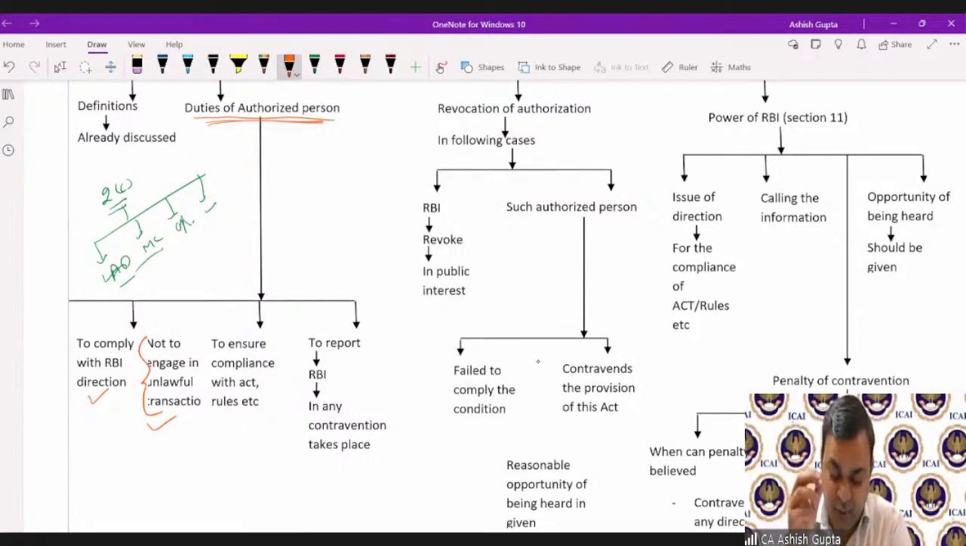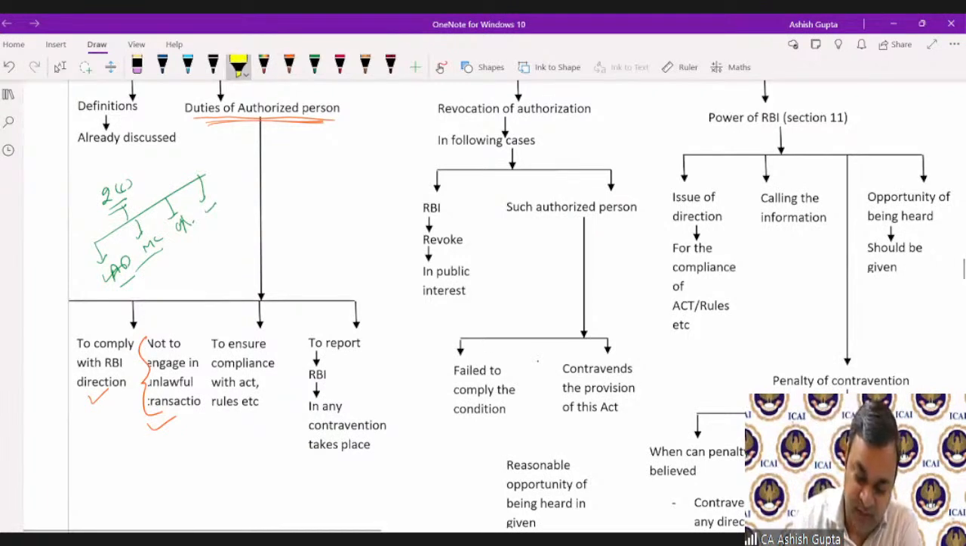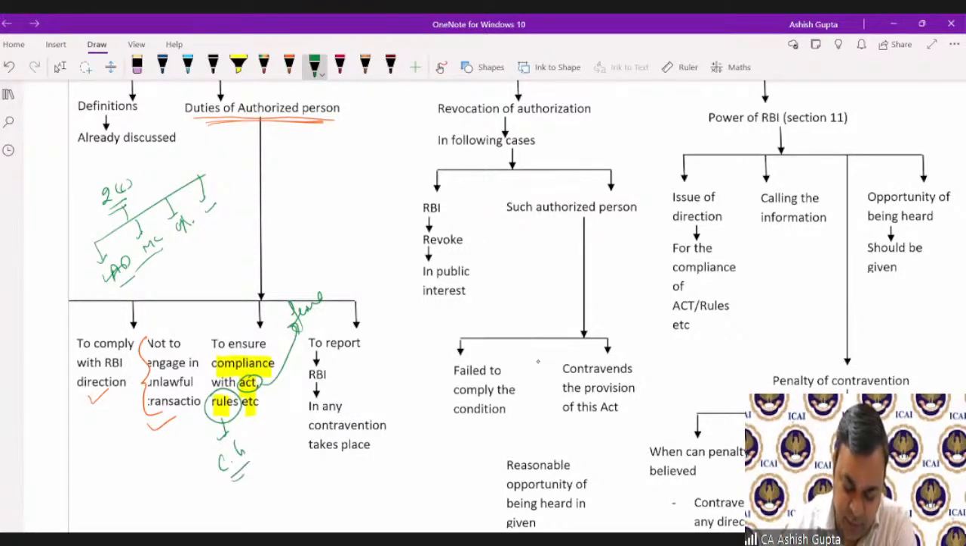Third point, to ensure compliance with the Act and rules, right? To ensure compliance with the Act means we are talking about the FEMA Act. And rules means whatever rules are issued by the central government. Always remember, rules are always issued by the central government only, and regulations are issued by the respective board. For example, there is an Act called SEBI, so SEBI is the authority that issues the regulations.